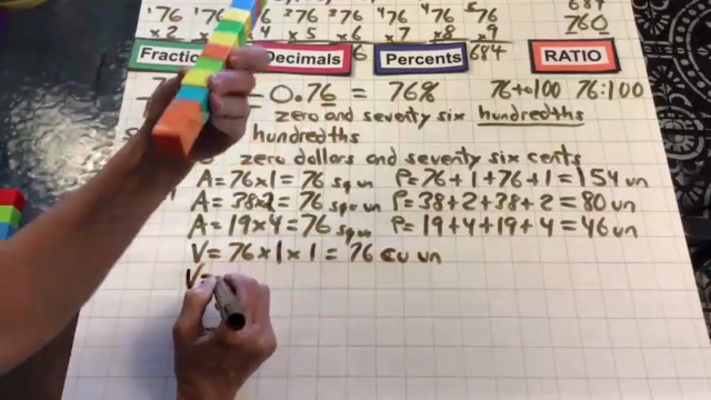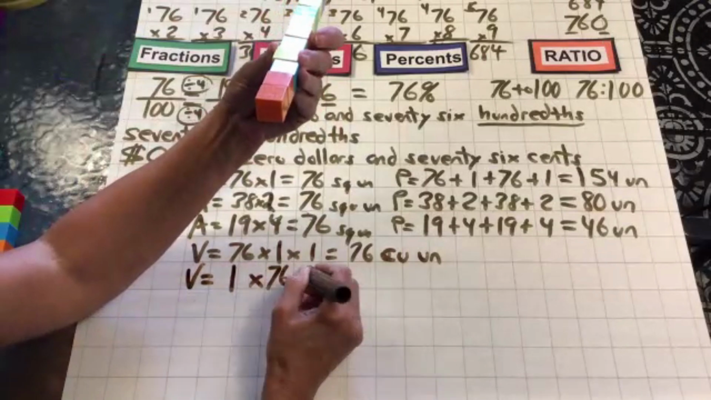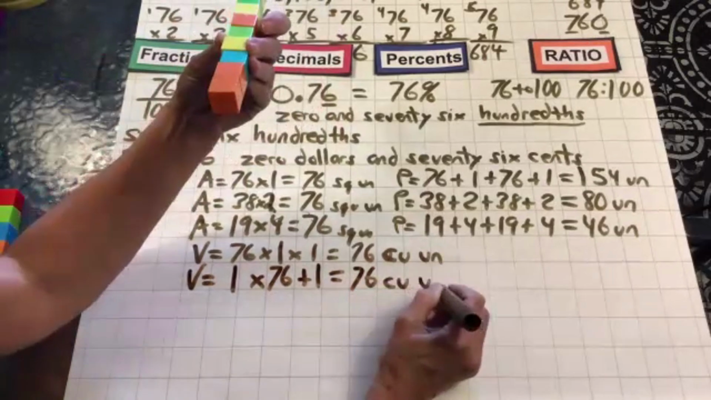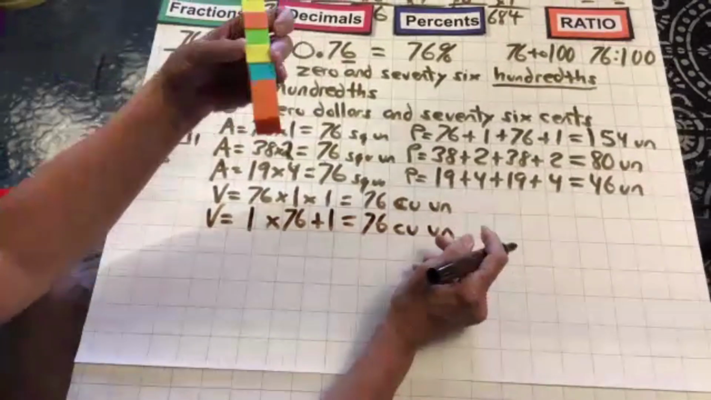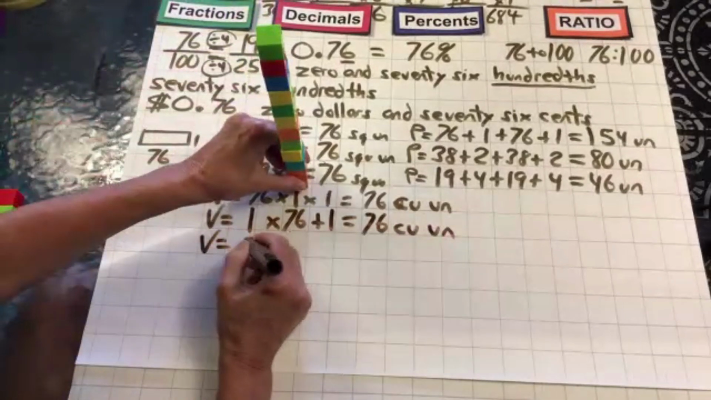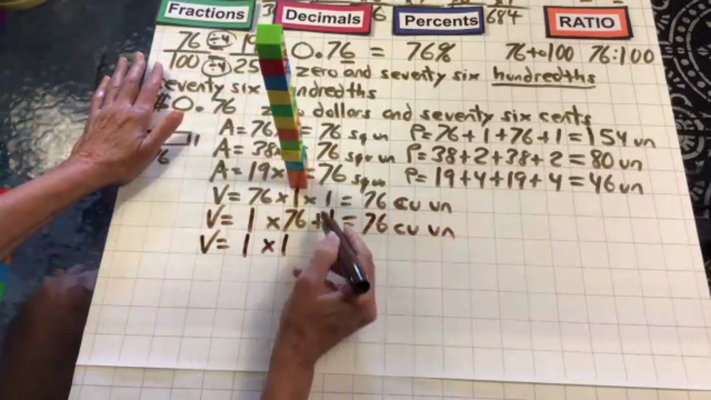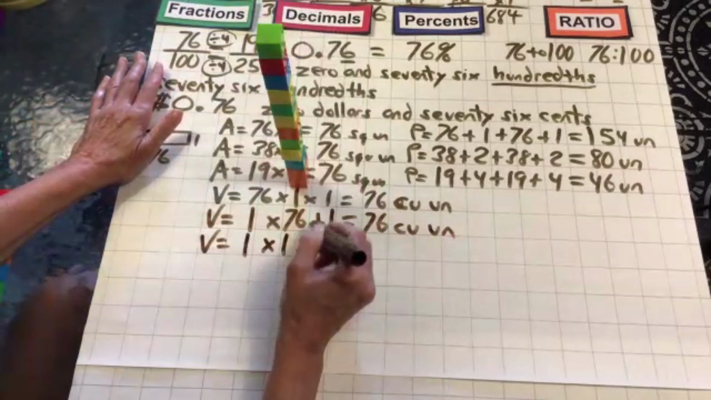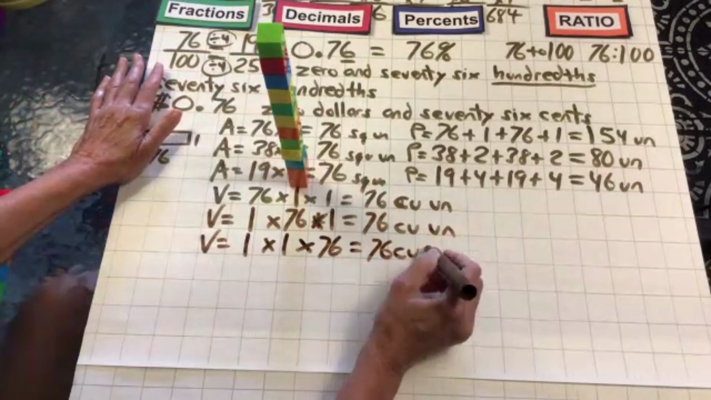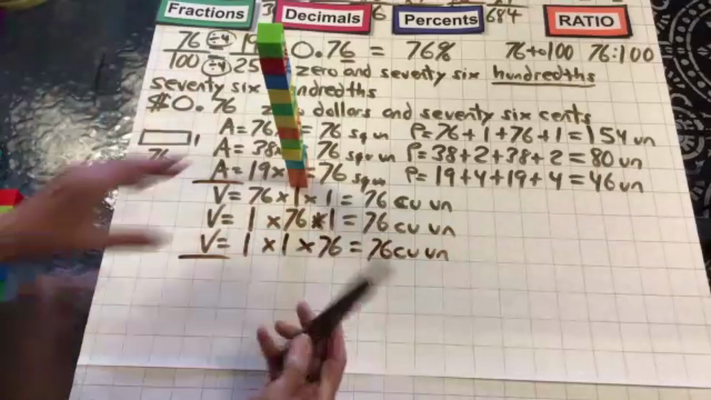Then we can turn it this way and say it is 1 wide by 76 deep by 1 tall, which would be the same 76 cubic units. Then we're going to stand it on end like this, and we're going to say it is 1 wide by 1 deep by 76 tall. So that's 3 of those, since there's 2 1s.